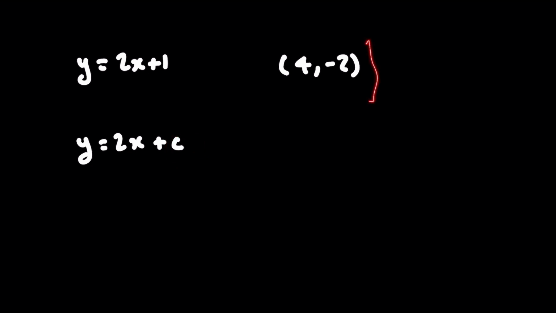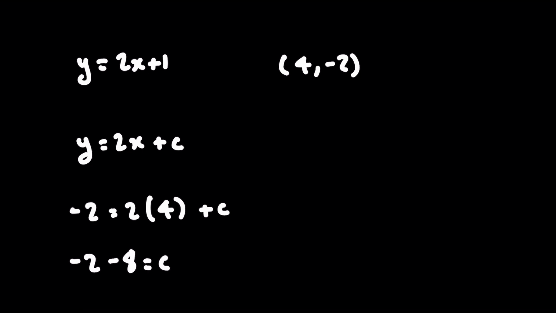Now I need to use the information that they've given me in the question, which is (4, -2). I know that the y value has to be -2 when x equals 4. And I can solve this linear equation by doing -2 minus 8 equals c, and that means c is equal to -10. That means the equation of the parallel line that passes through (4, -2) is y equals 2x take 10.